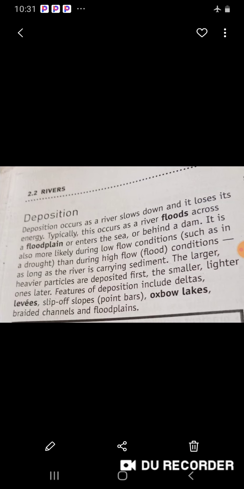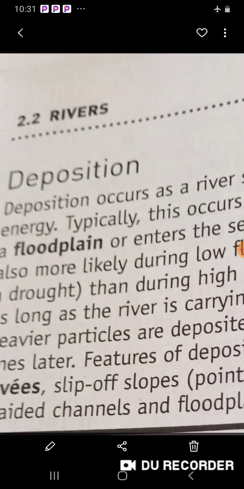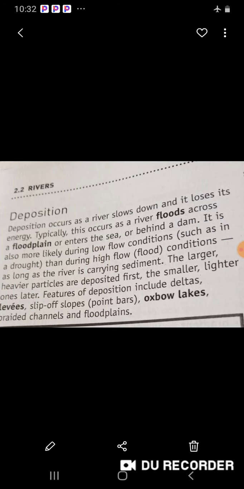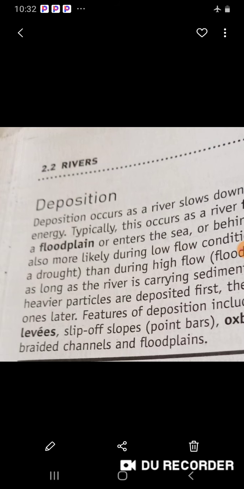Now, after transport, we have to look into deposition. Once the river has eroded and the things have been transported, after being transported, they are deposited somewhere. They accumulate at a certain place. That place where they accumulate is what is called deposition.